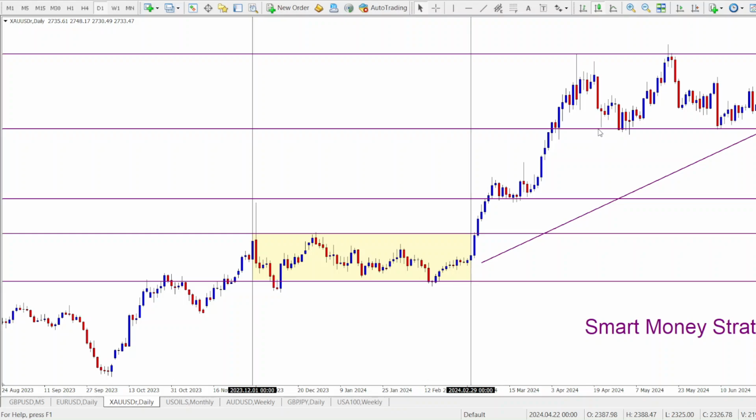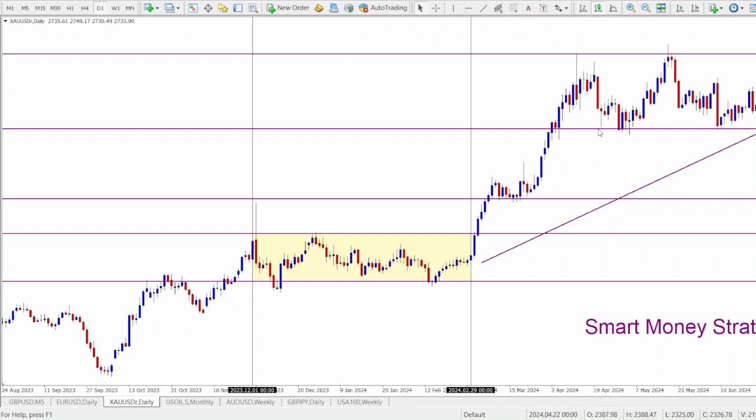Now, thirdly, backtest and practice. Go over historical data to see where these smart money patterns have occurred. Test how well you can spot liquidity zones, manipulation patterns, and shifts in market structure. The more familiar you are with these patterns, the easier it will be to recognize them in live trading.